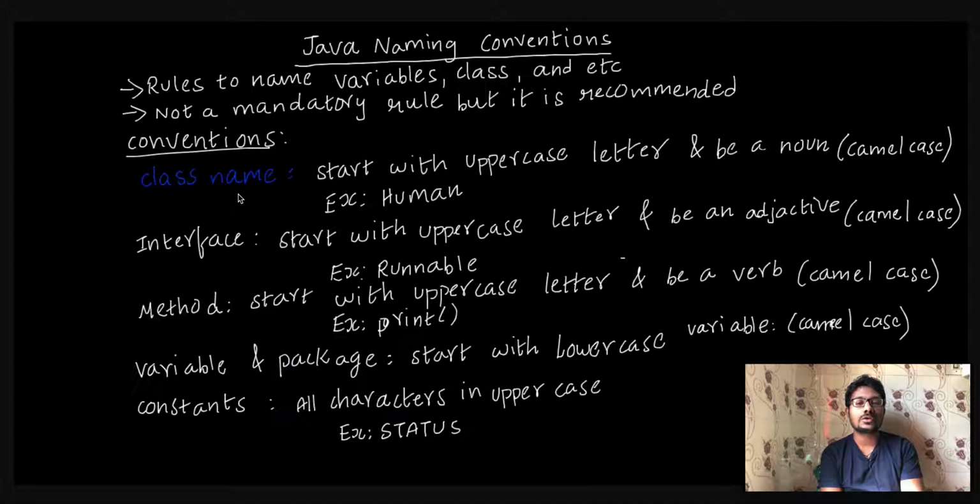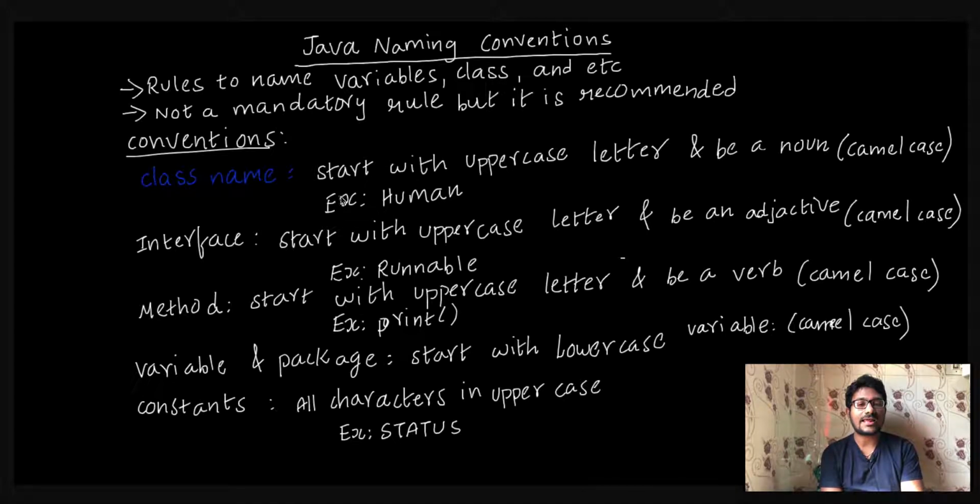Class name. The class name rules: it should start with an uppercase letter. For example, for the class name Human, H is capital and the remaining characters are lowercase. It should be a noun. Human, dog, and cat are nouns. Running and ran are verbs, so they are not used as class names. And last but not least, follow camel case.